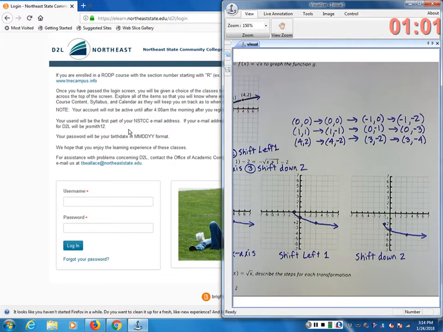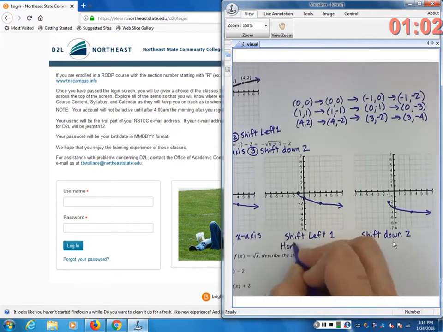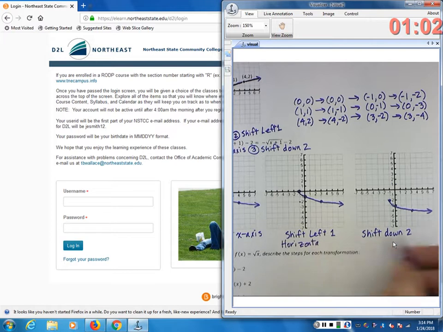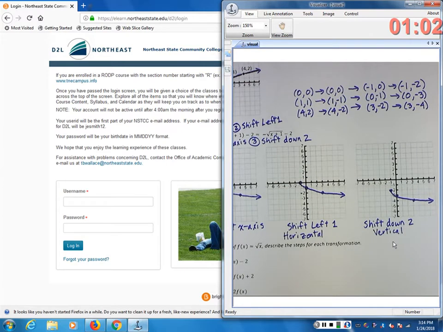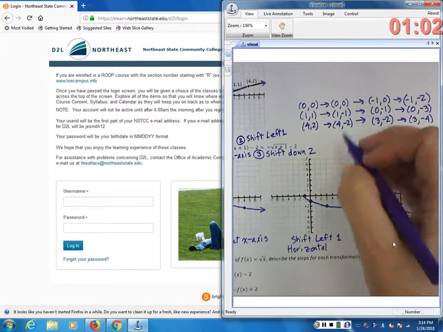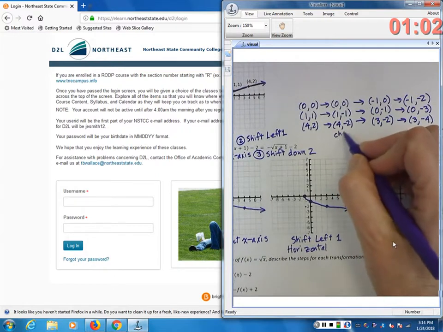Is the third one still called the horizontal shift? This is a vertical shift down 2. And the middle one is horizontal? Yeah. Okay. We were doing, and you know, I changed the sign of every y coordinate.